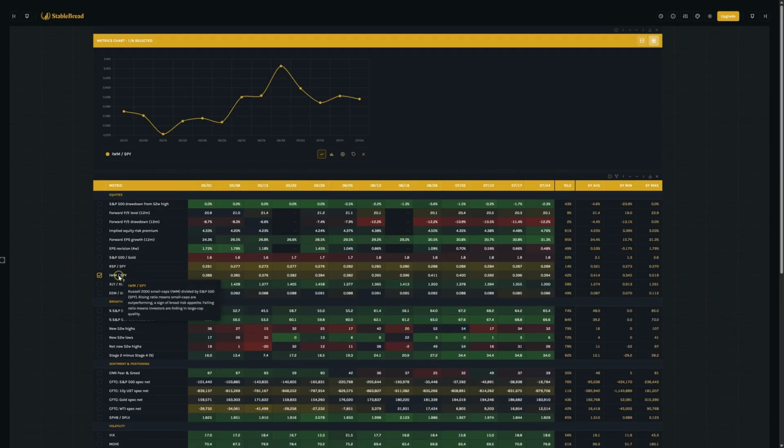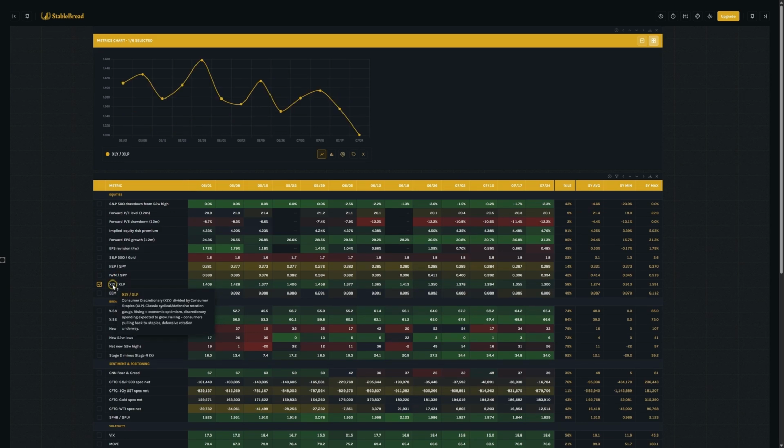Then we have the IWM over the SPY. So this is just small companies versus large ones. When it rises, investors are willing to own smaller and riskier businesses, which is a healthy sign. When it falls, money is said to be hiding in large, safe names.